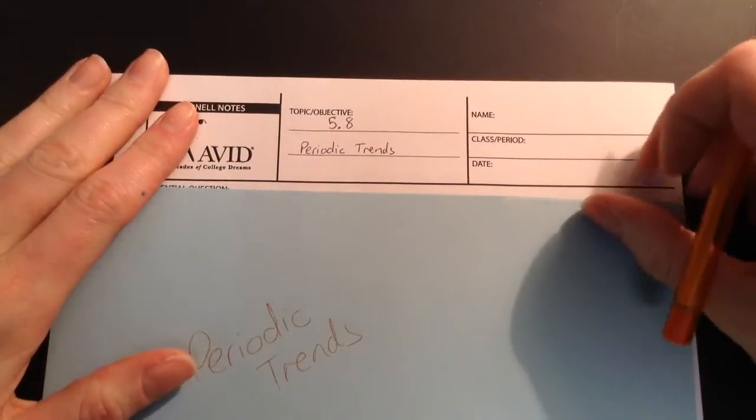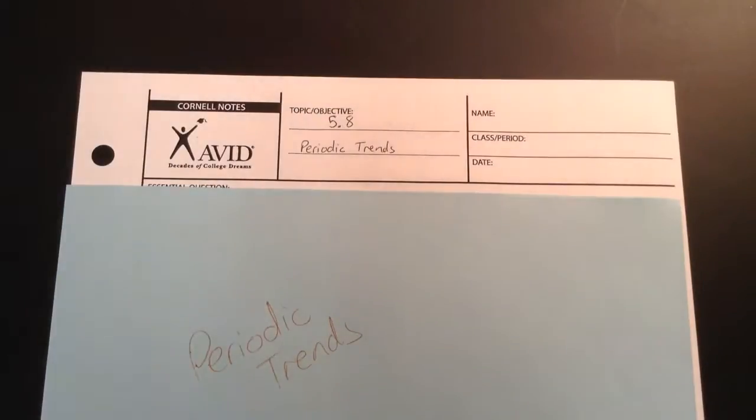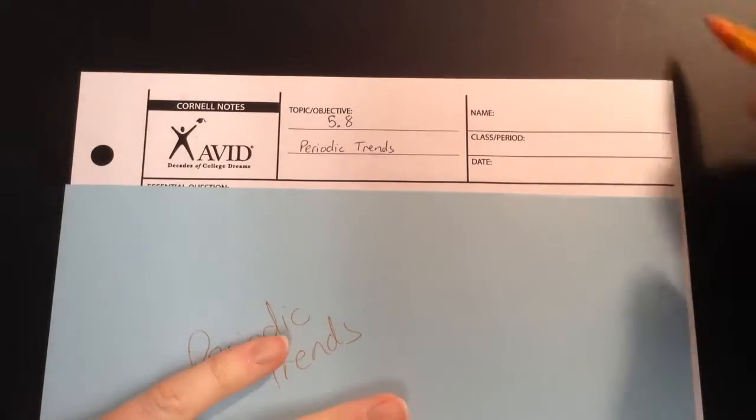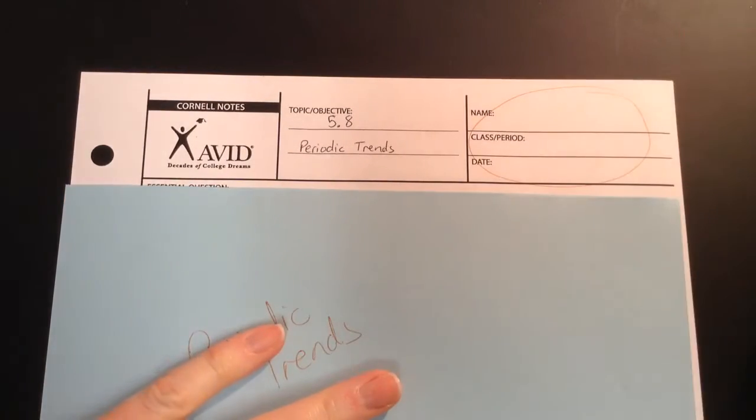There's 3 of them that we're going to talk about. So we're going to use some Cornell paper, and you're also going to need one of these handy small periodic tables with some periodic trends on the back. And let's go ahead and get started. So you're going to need your name, class period, and date right here.